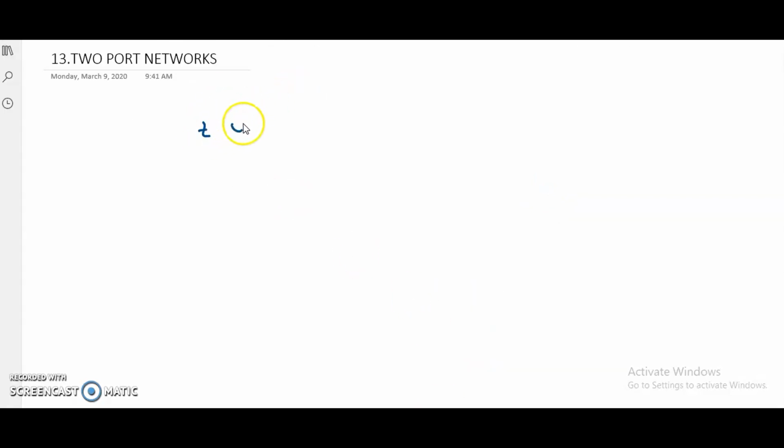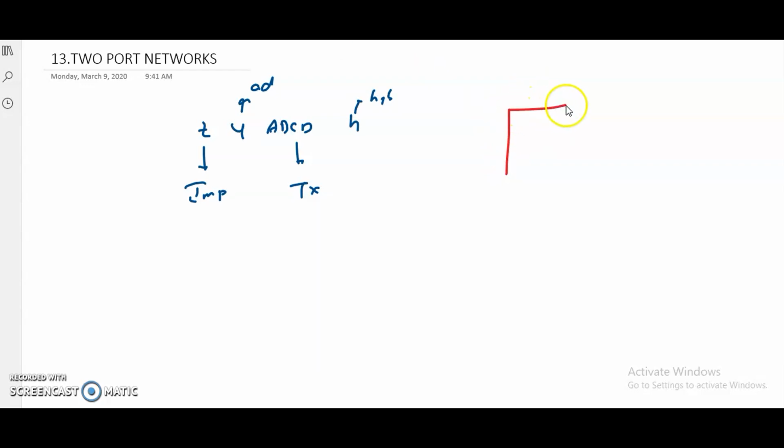So, Z, Y, ABCD and H. Z is nothing but impedance parameters, Y is the admittance parameters, ABCD is the transmission parameters, and H is the hybrid parameters. So these are the expansions of those. Two-port networks are made up of passive elements and a few controlled sources. So if it is a two-port network, then we have 2 ports.